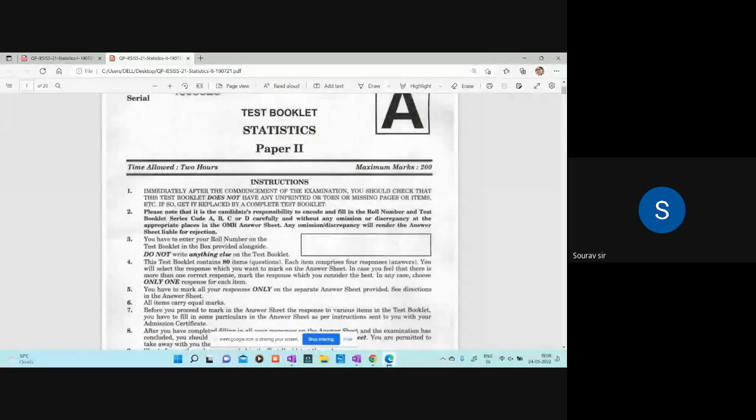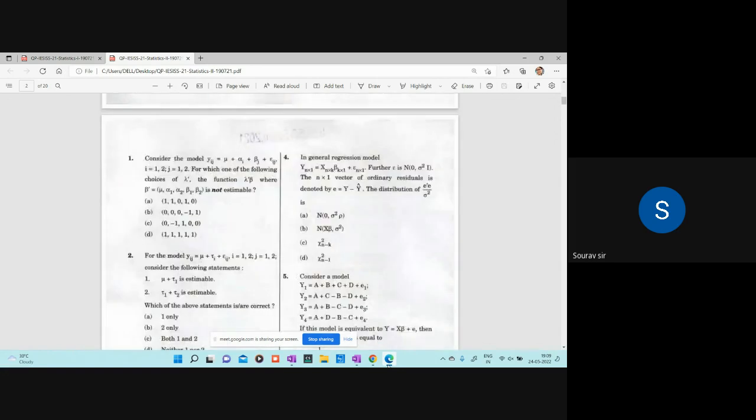Okay, so today we are going to discuss the statistics paper number 2. Okay, so I am just sharing the screen. Is the screen visible? We are going to do this statistics paper 2, and I have the booklet set A with me right now. You can easily download it from the website itself. So I have booklet A with me of the previous year 2021, as you can see.